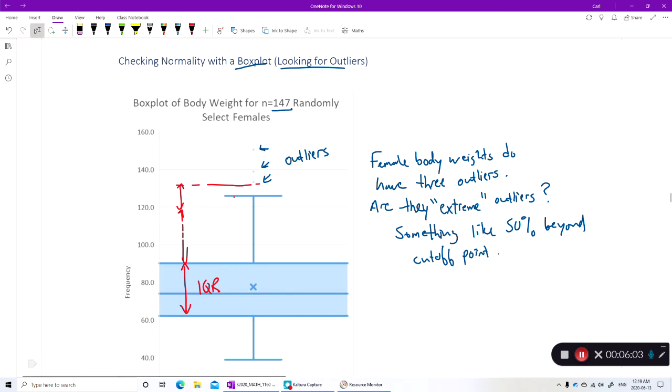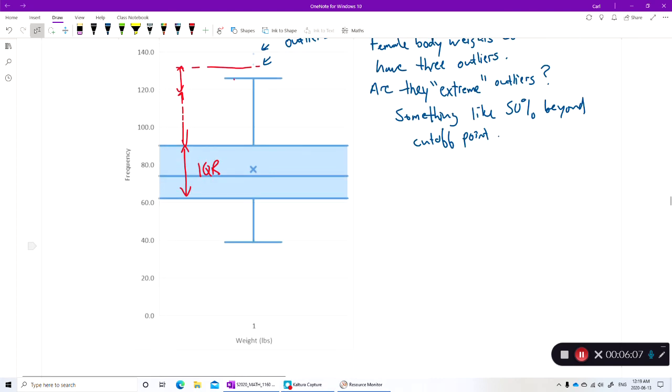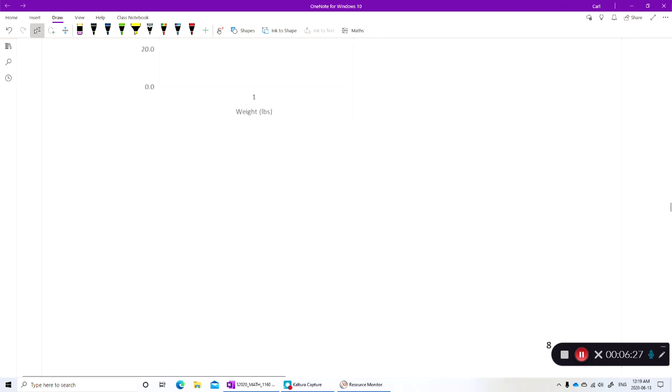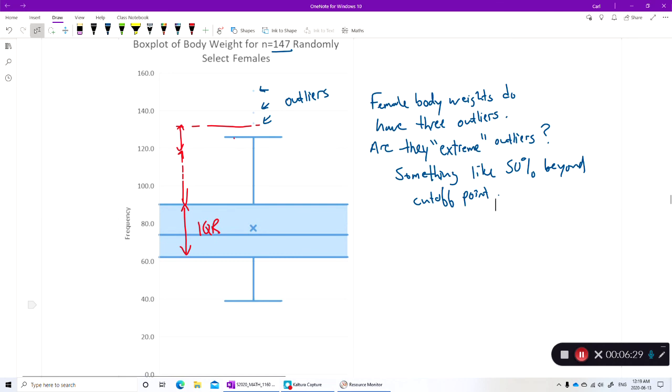Okay, now as you can see, this approach is very subjective. If something really important relied on this decision, you'd be a little worried that it was not a very definite decision. So what we can do is attempt to use some more formal quantitative methods for determining if something is normal.